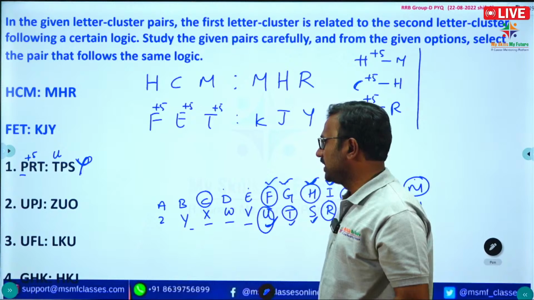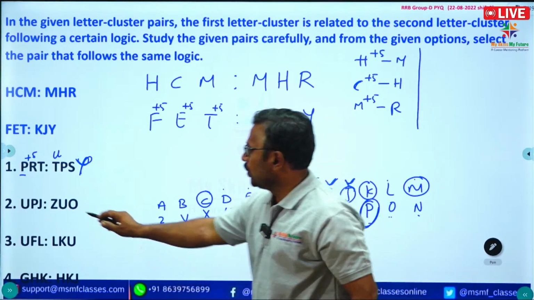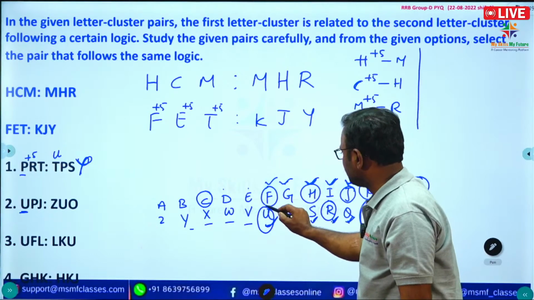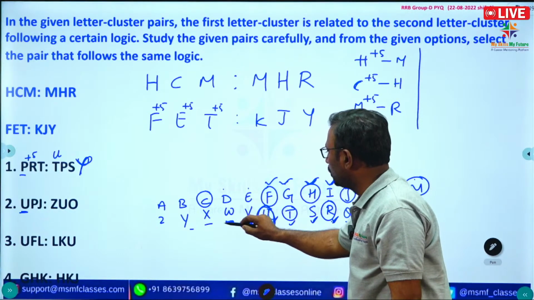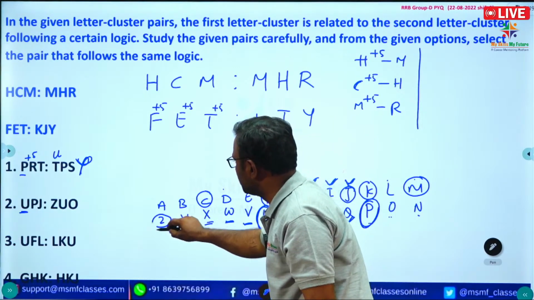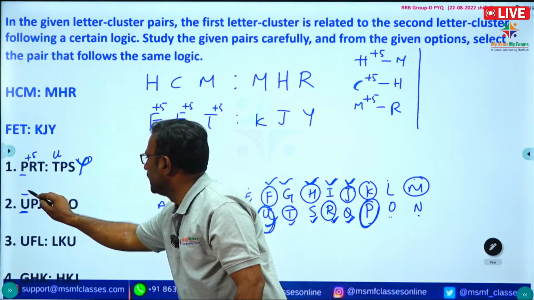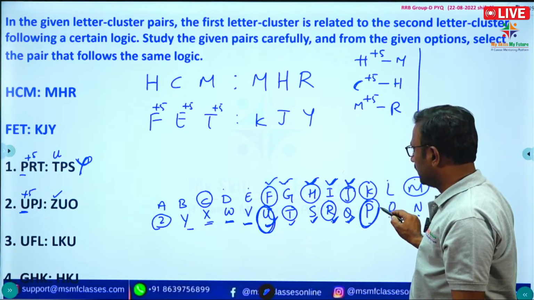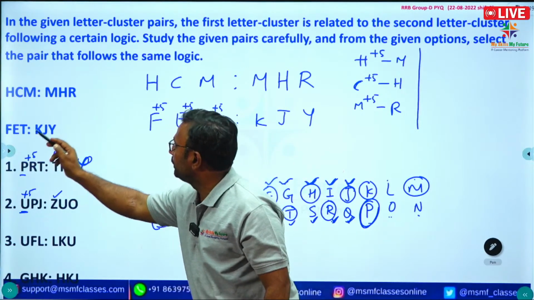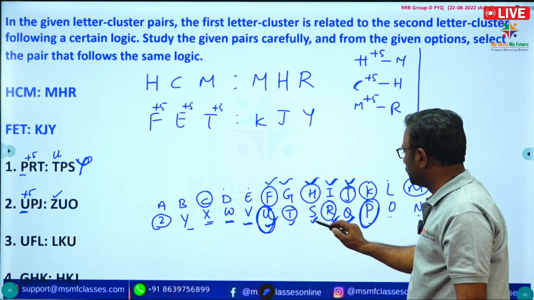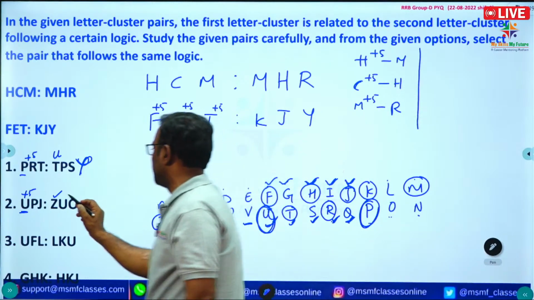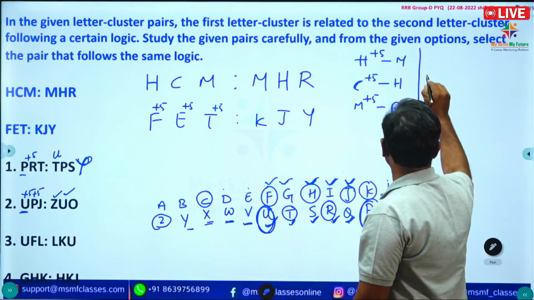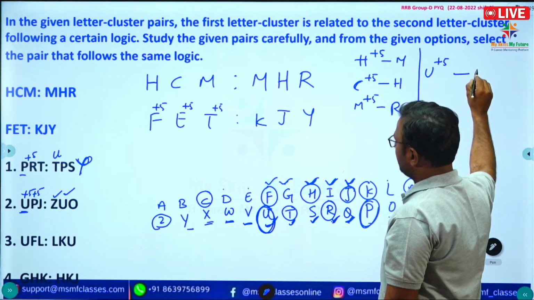Second option, first check only one alphabet. U plus 5: 1, 2, 3, 4, 5, yes, Z is there. So U plus 5 is Z, correct. Next, P: 1, 2, 3, 4, 5, yes, U is also correct. P plus 5 we get U, and U plus 5 we get Z.